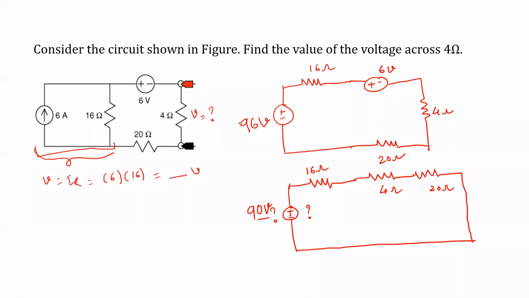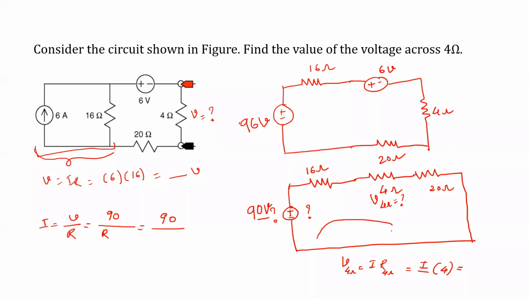Next, the asked question is find out voltage drop across 4 ohm resistance. We know that voltage drop across a 4 ohm resistance can be calculated using Ohm's law. Voltage across 4 ohm resistance equals to I into R. So I is unknown here, but R is known, that is 4. How to calculate I here? Again using Ohm's law, I is equals to V divided by R. V is 90, divided by R, the total resistance of this loop because current flows in this direction.